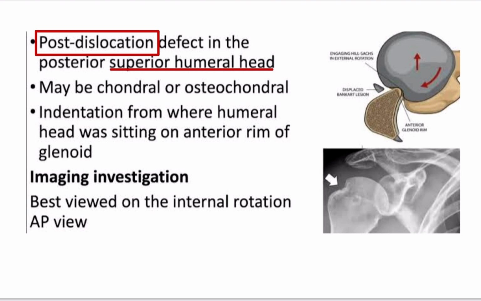Here we can see in this area. So this is the Hill-Sachs lesion, when there is posterior and superior dislocation. It may be chondral and osteochondral, and it is best seen on the internal rotation anteroposterior view. And in this figure we can see this is the upper part of the humerus and it is dislocated from the glenoid cavity, and it is known as the Hill-Sachs lesion.